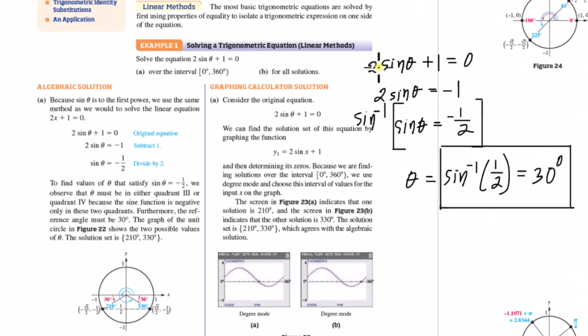However, in the context of the original question, what's this asking us? What angle, when you plug it in, do you get, say, sine of that angle times 2 plus 1 is equal to 0? What angle satisfies the equation? Any angle. It doesn't matter what it is, unless specified otherwise. Like in part A, they specified that the angle is only between 0 and 360.